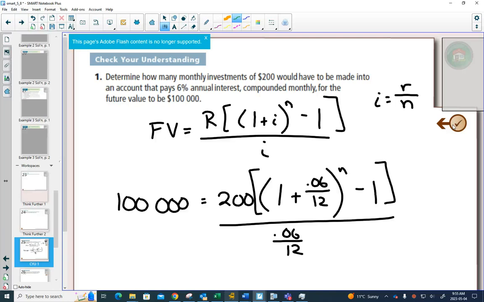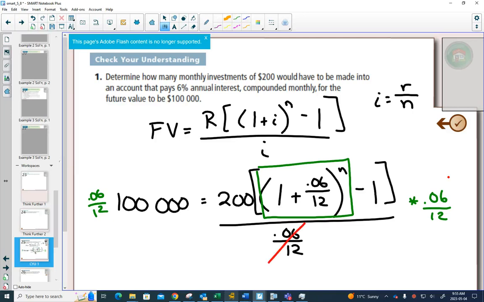We are going to start by trying to get our power by itself. And these will always be calculator questions, so we just now need to do the mathematics to get that stuff that's in the green box all by itself on one side of the equation. So when I look at the equation, I notice, first of all, I'm dividing by 0.06 divided by 12. So I can go on both sides and multiply by 0.06 divided by 12.